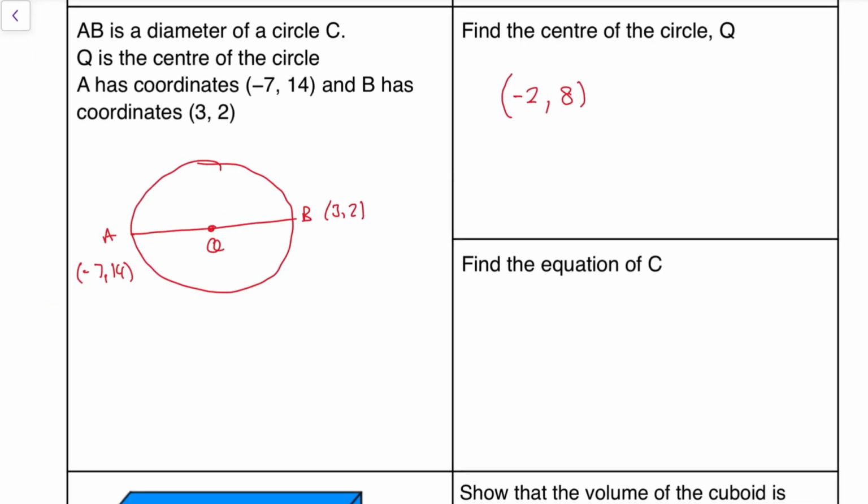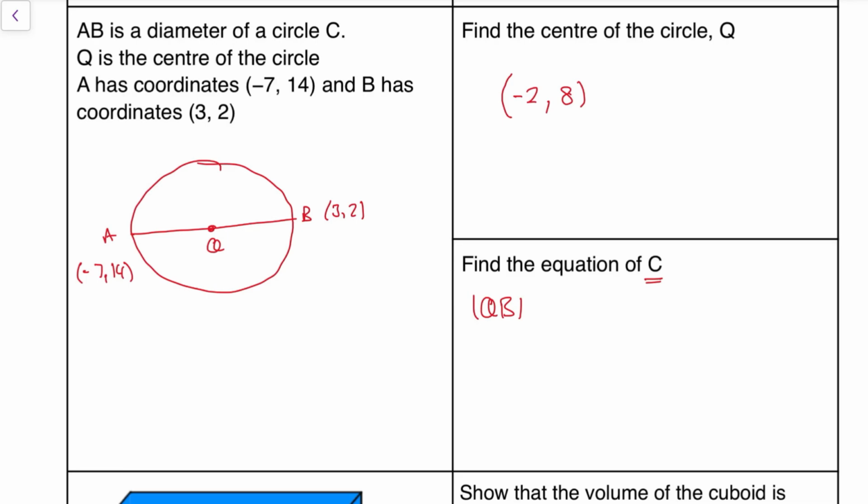I feel there's a more difficult part coming. Then it says find the equation of the circle. Okay. Now, in order to work out the equation of a circle, I need two things. I need the centre, which I've got, and I also need the radius. So the way I'm going to do the radius is I'm going to work out the length from Q to B, or Q to A, doesn't matter.